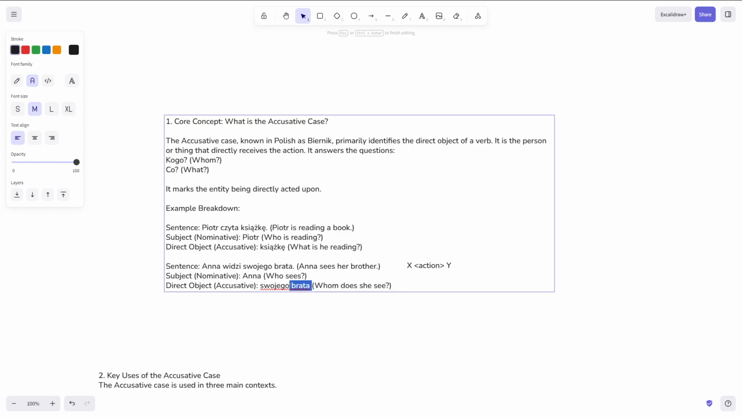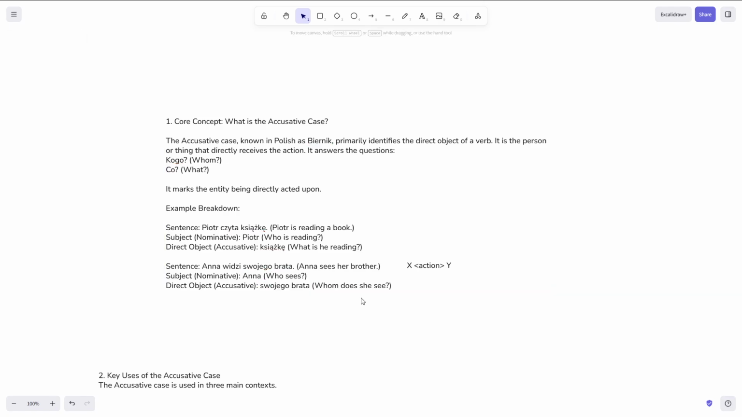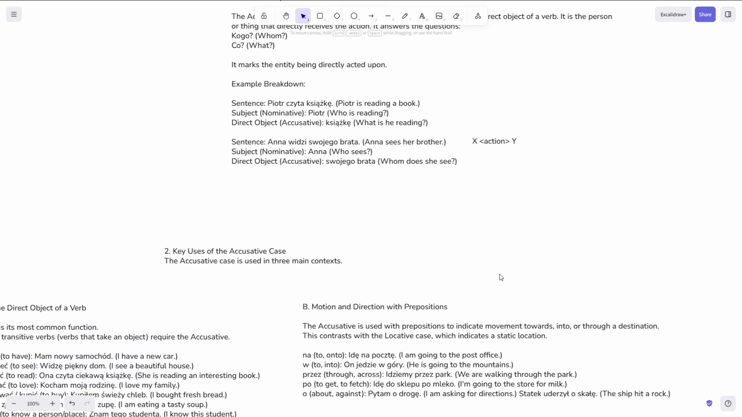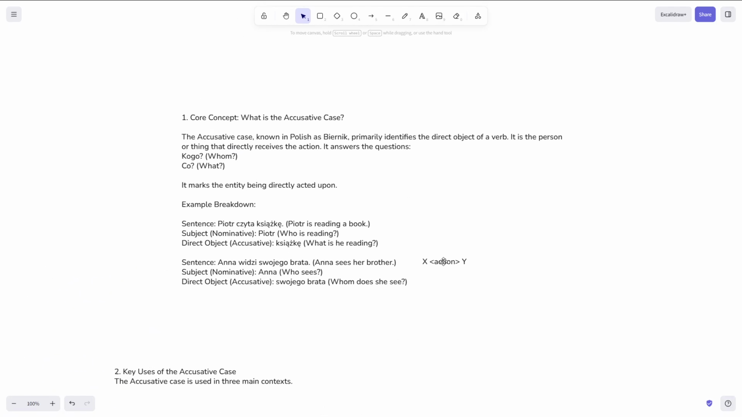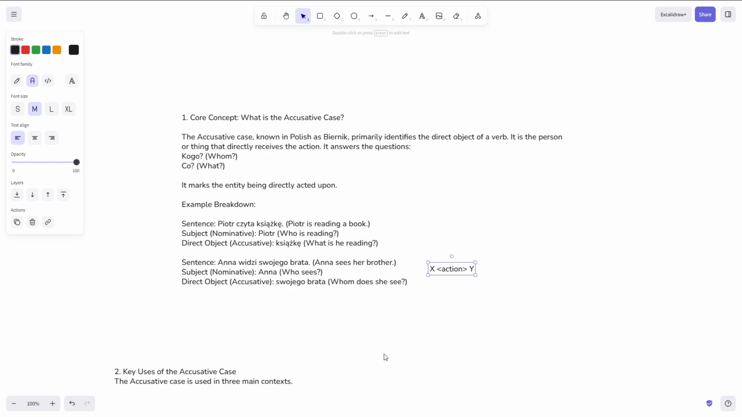Important to note, it's both the noun and the adjective, okay? Since adjectives are used to describe the nouns, the adjective is also in accusative and it just copies the form of the noun it describes, okay? Okay. So I hope it makes sense. Simple X action Y, and in this case, Y needs to be in accusative. Okay. We will talk about some common pitfalls and misconceptions at the end of the video. So for now, it's just this formula, okay?